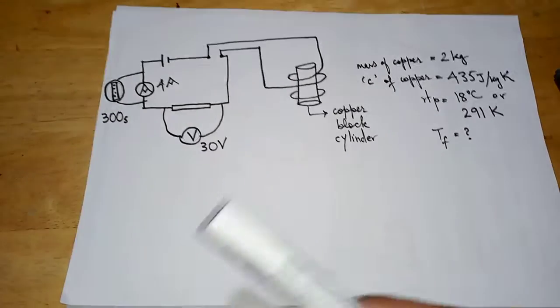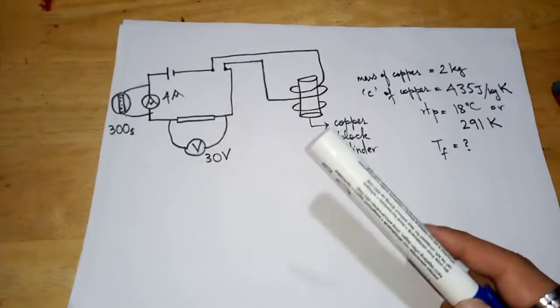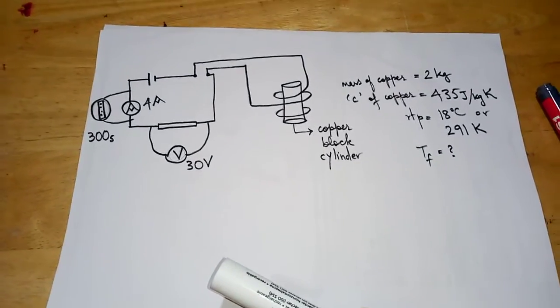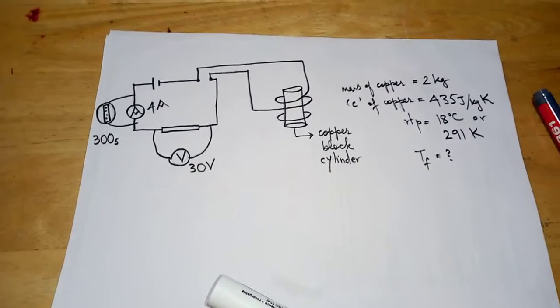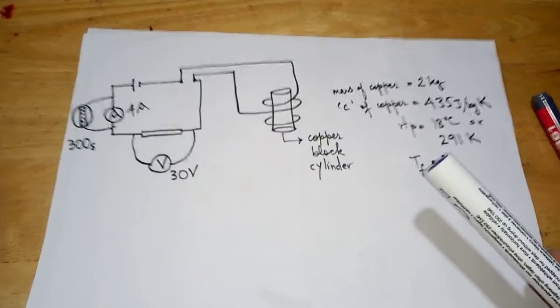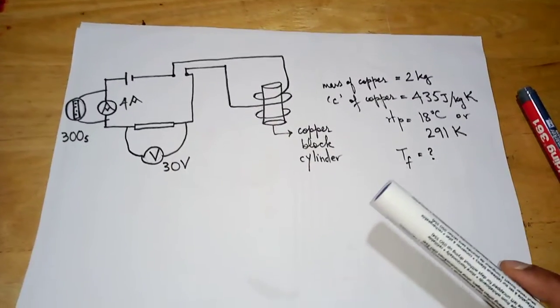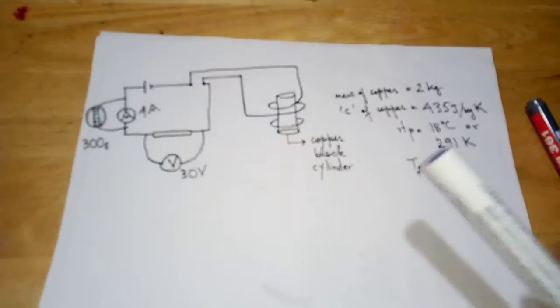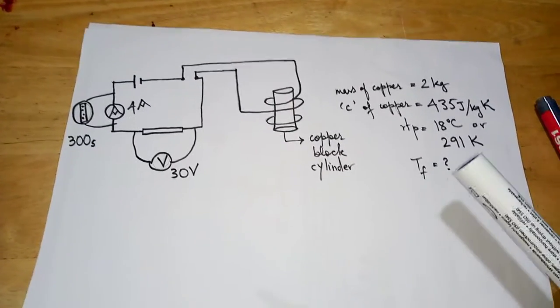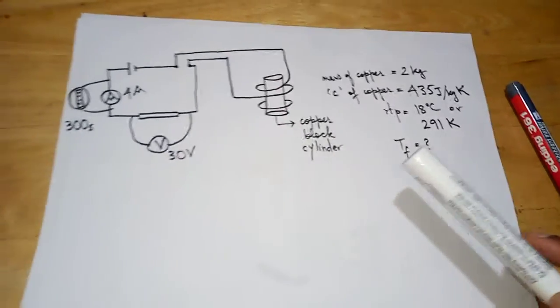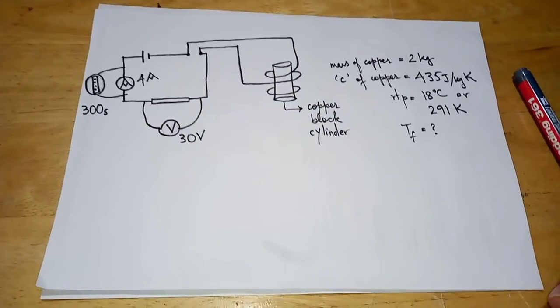If we supplied that much energy to a copper block cylinder of 2 kilograms, knowing that its specific heat capacity is 435 joules per kg per Kelvin, and the starting lab room temperature was 18 degrees or 291 Kelvin, what temperature would it end up at after 300 seconds? The calculation is pretty simple, and I'll lay it out for you.